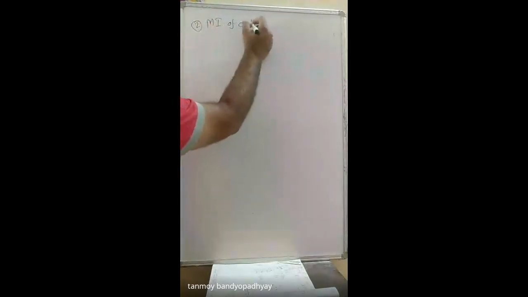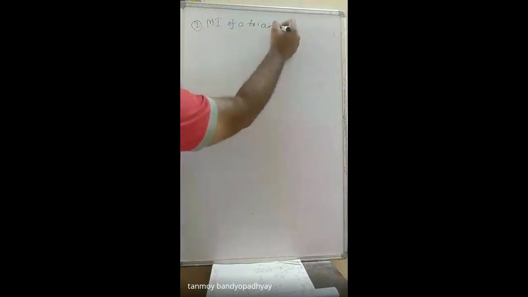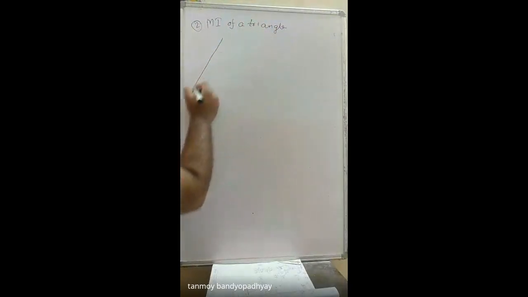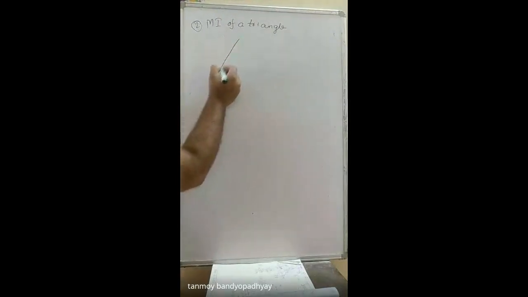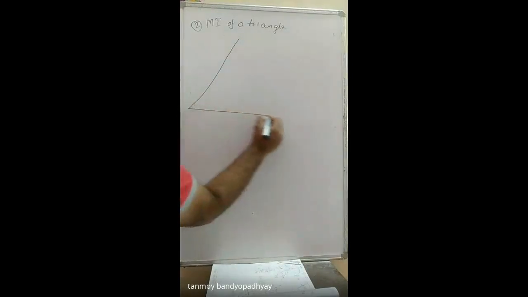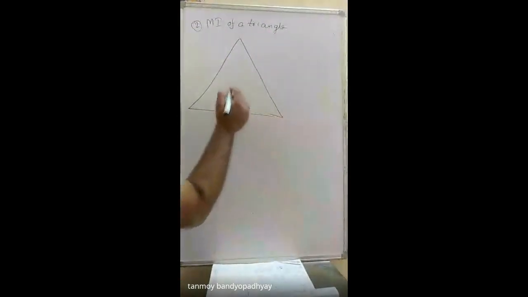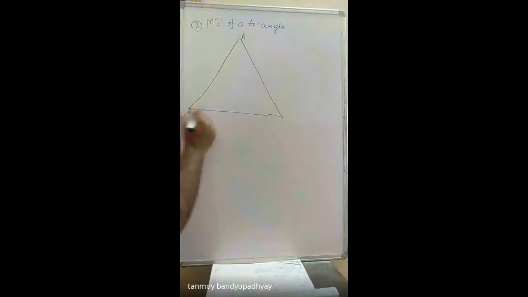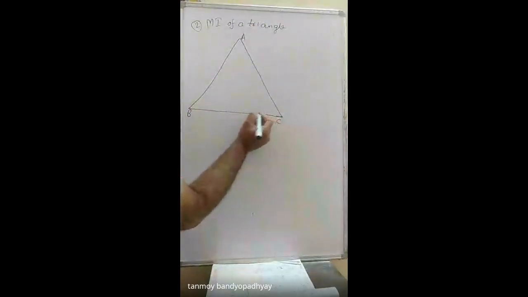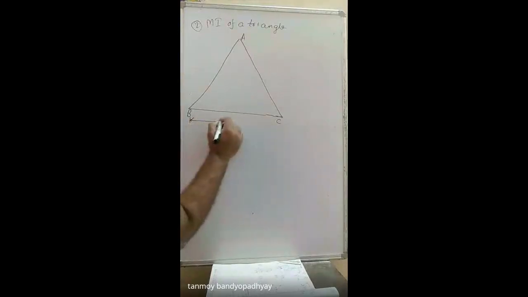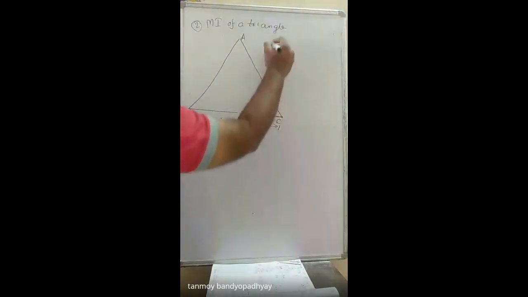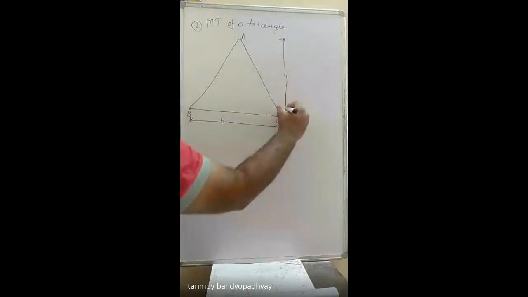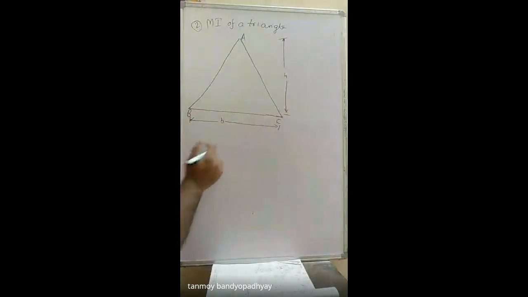So we'll be calculating the moment of inertia of a triangle. The second one is the moment of inertia of a triangle, or a triangular area. Let this be a triangle. Let the vertices be A, B, and C, and let the base be small b, and the height of the triangle be small h.